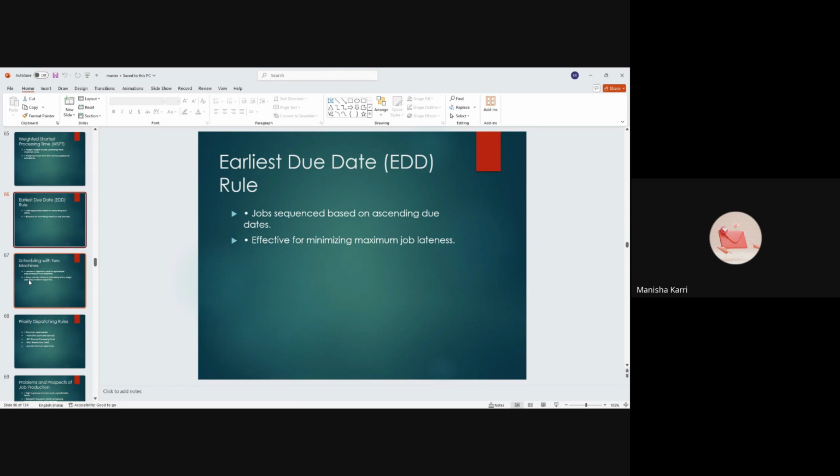So the EDD rule schedules jobs in the order of their due dates, helping to reduce maximum lateness across all jobs. This rule is ideal for environments where meeting due dates is essential to maintaining customer satisfaction and operating efficiently. Okay. With this, we have completed the earliest due date rule also.